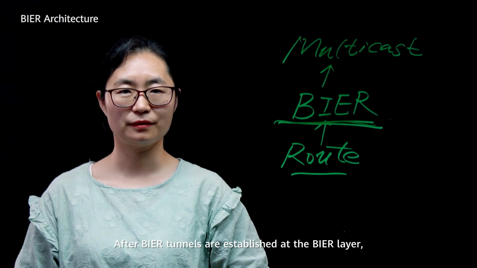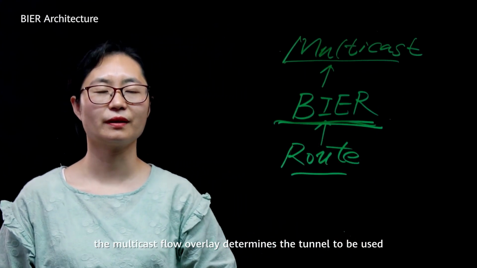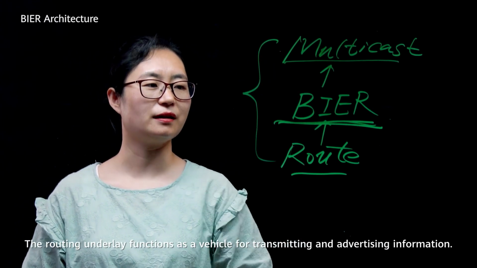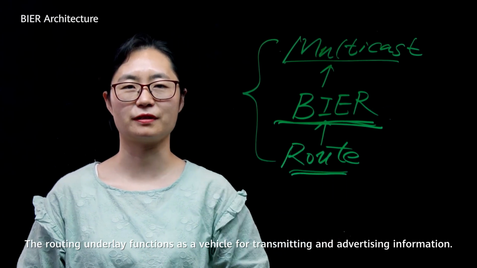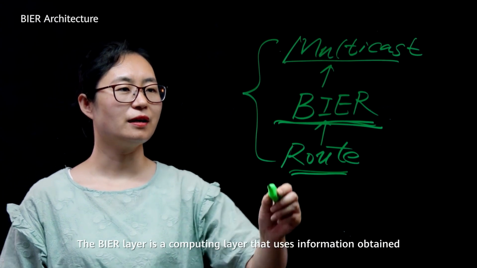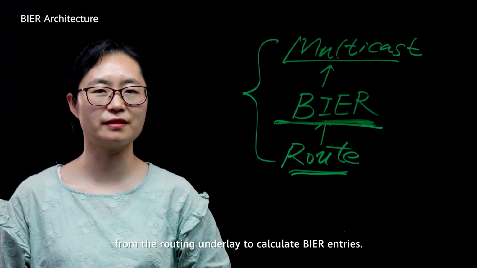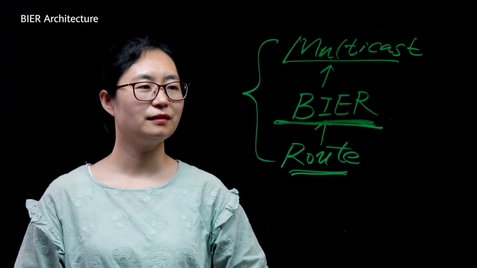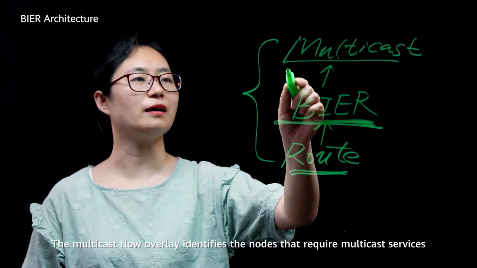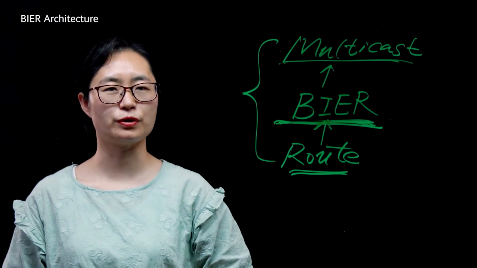After BIER tunnels are established at the BIER layer, the multicast flow overlay determines the tunnel to be used for multicast service transport. The routing underlay functions as a vehicle for transmitting and advertising information. The BIER layer is a computing layer that uses information obtained from the routing underlay to calculate BIER entries. The multicast flow overlay identifies the nodes that require multicast services and determines the BIER tunnel to be used.